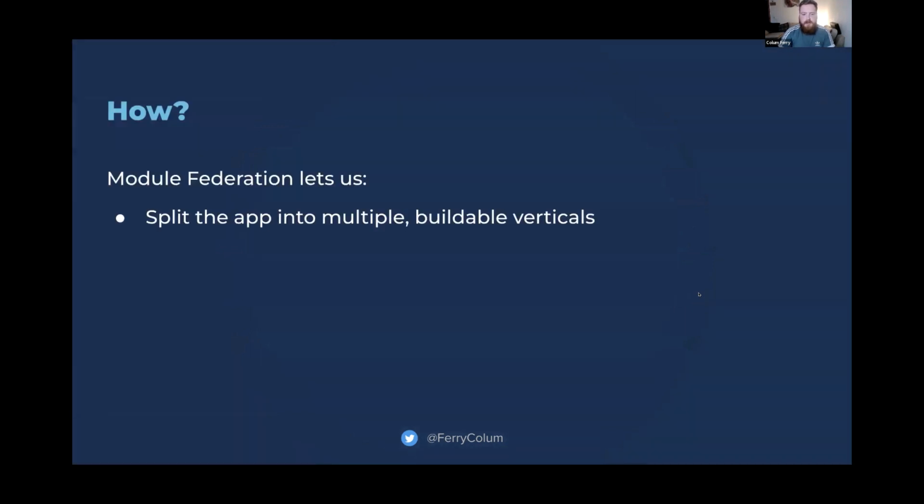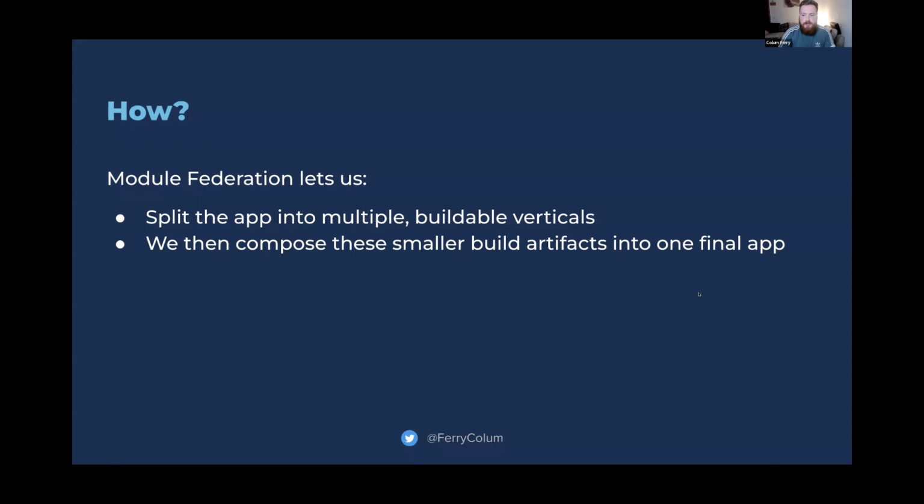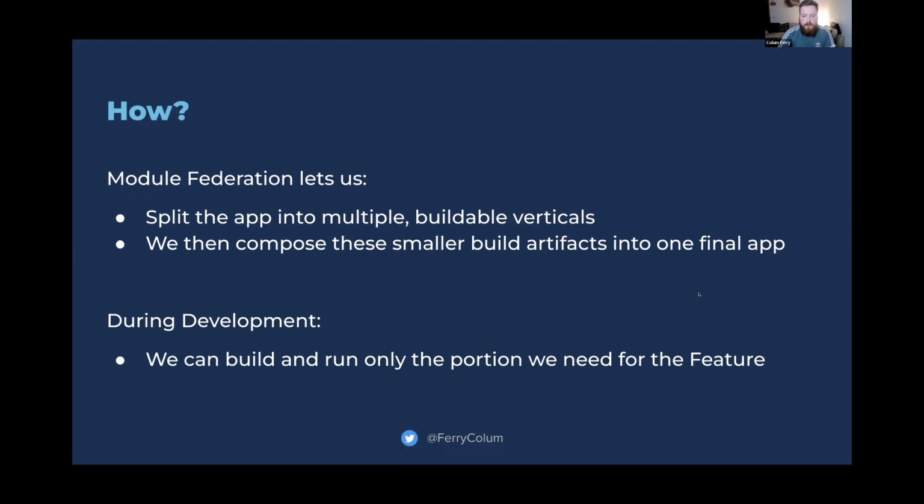So Module Federation lets us split the app into multiple buildable verticals, similar to micro frontends. It lets us compose the smaller build artifacts into the final application. And at development, we can build just that one portion and run that portion that we need for the feature team. One of the big benefits is that because we're using Module Federation and we're not going the full extent to micro frontends, we can still deploy the single app. Instead of deploying everything, we can just deploy one single application, but still get the benefit of reduced build times and reduced serve times, and only needing to build and run the portion of the feature of the application that we need.